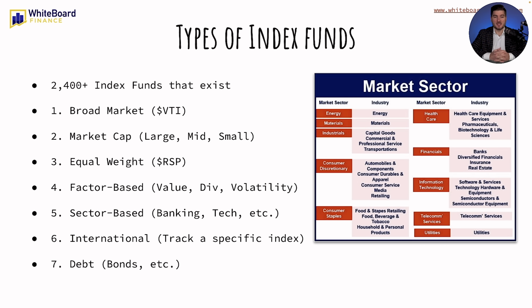Number three is equal weight. An example of this would be ticker symbol RSP. So say you're trading the Nifty 50. Say there's 50 stocks in this portfolio. Each stock is going to have a 2% weight in this portfolio. 50 times 2 is 100%.